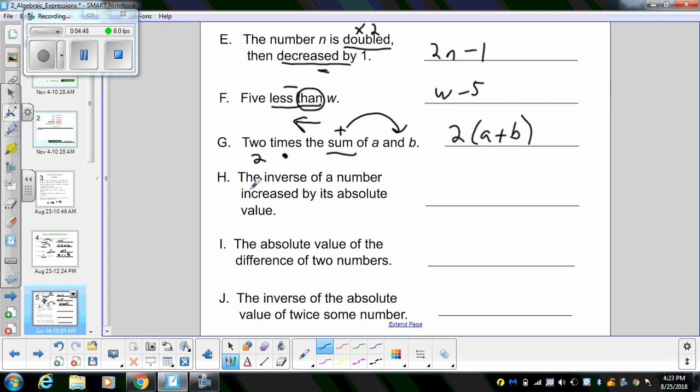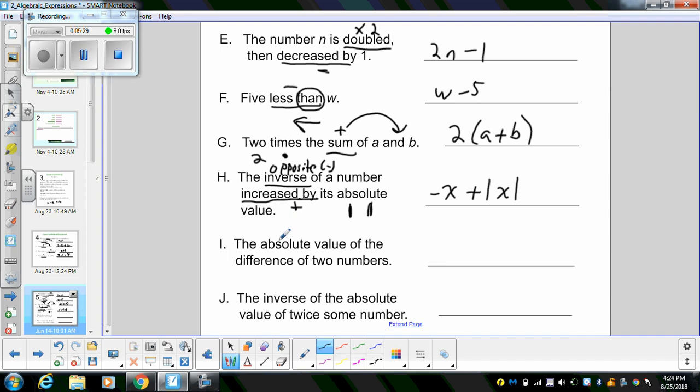So the inverse, remember, the inverse is like the word opposite, which means it becomes a negative or vice versa. So the inverse of the number, if let's say the number is x, then that number becomes negative x. Alright, and then it says increase by. Again, increase by means to add. So that'd be plus its absolute value. The absolute value, remember, are the bars. So that's going to be the absolute value of whatever that number ends up being.